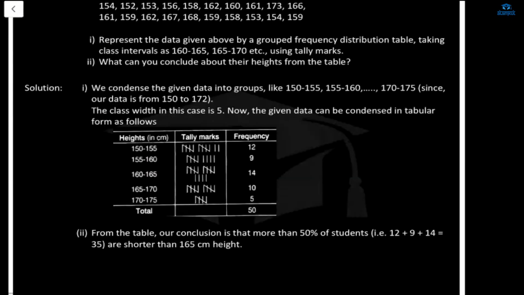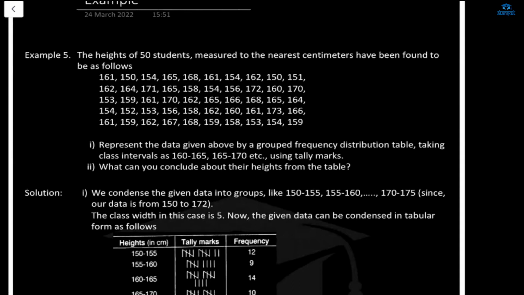Now here, you can see there are so many data. The height of 50 students is given here. What happened, Arham? Nothing, ma'am. Okay, the height of 50 students is given, measured to the nearest centimeters, and found to be as follows. They have rounded up the value and given it in centimeters. So 50 data is here that we have collected.